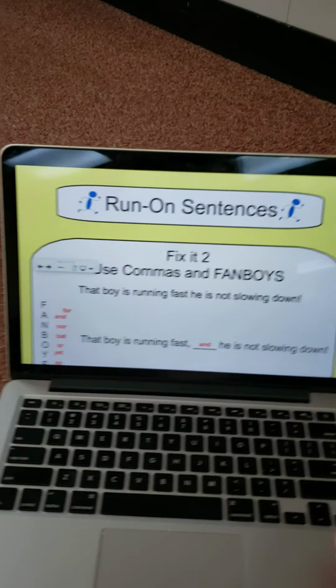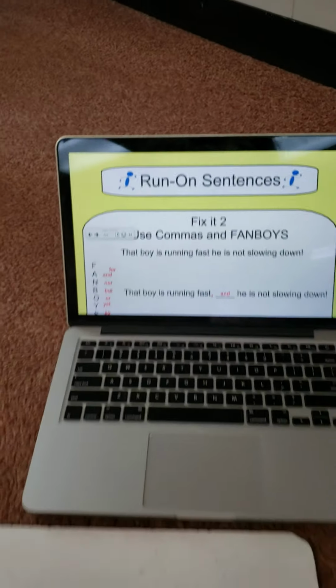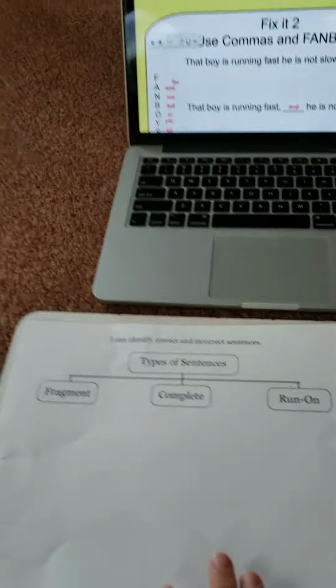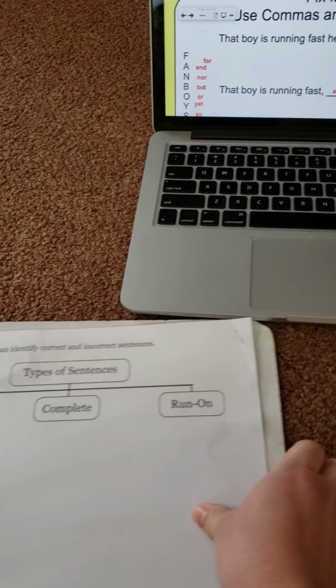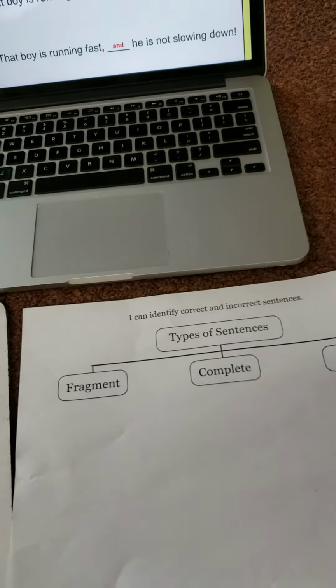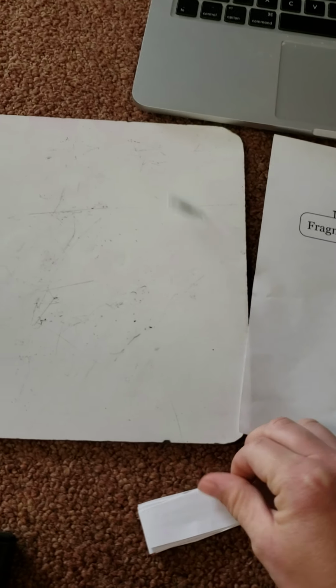Okay, so that is how we use a fanboy to fix a run-on sentence. So let's take a look at what we did in class last week to practice this. We took an organizing sheet that says, I can identify correct and incorrect sentences. And then we've got a packet of words.